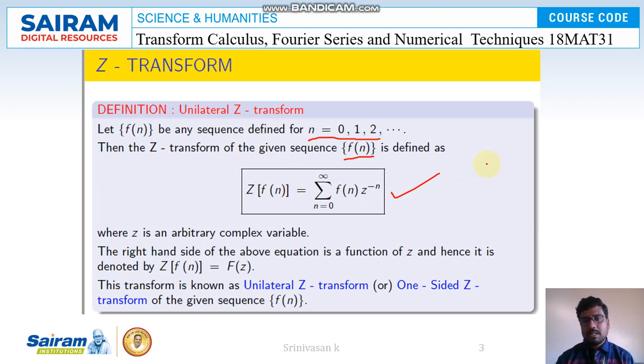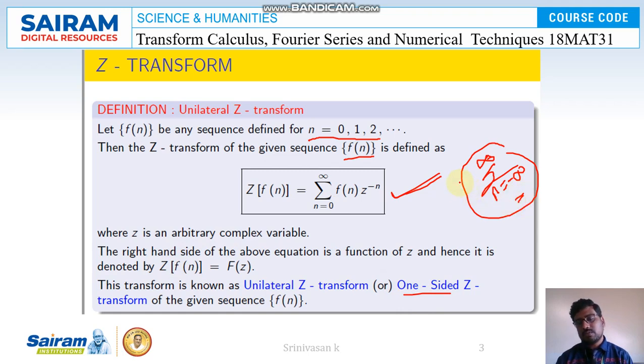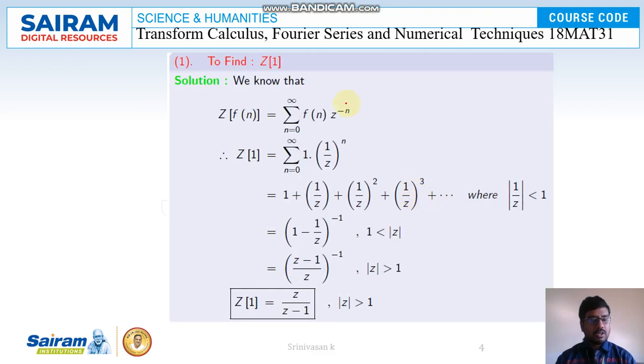What is meant by bilateral? If the summation interval is from minus infinity to plus infinity, that is, if it has two ranges, positive range and also negative range, it is bilateral. And here the interval 0 to infinity is called unilateral. In this topic we use only the unilateral transform for definitions. So this is called the unilateral Z transform or one-sided Z transform, and this is the two-sided Z transform or bilateral Z transform. Okay, first we solve some standard formulas for the Z transform.